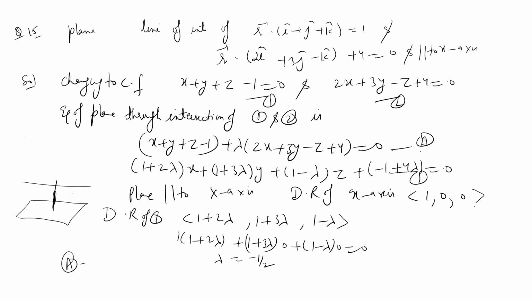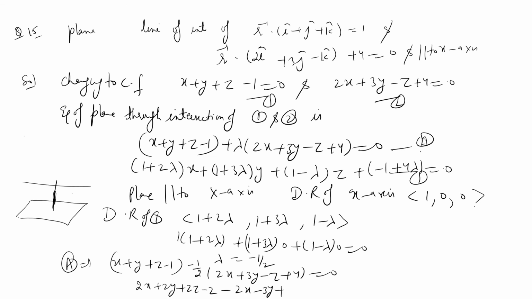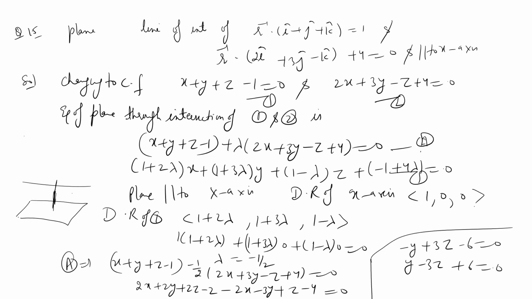Okay, so this equation implies x plus y plus z minus 1, this minus half into 2x plus 3y minus z plus 4 equal to 0. So it becomes 2x plus 2y plus 2z minus 2 minus 2x minus 3y plus z minus 4 equal to 0. So what do we get? The equation as, x is going to vanish, and 2y minus 3y is minus y, plus 3z, and this is minus 2, and this is minus 6 equal to 0. Okay, so y minus 3z plus 6 equal to 0 is the desired equation.